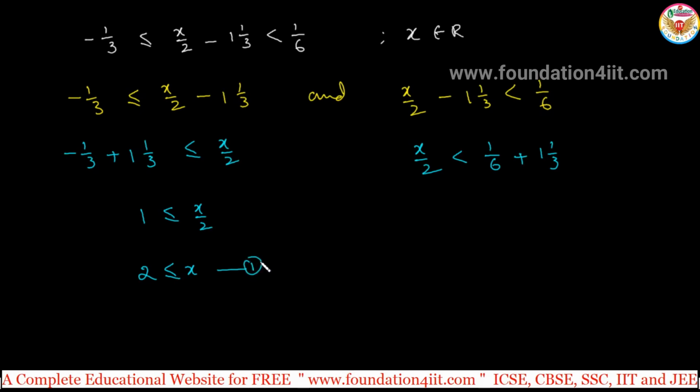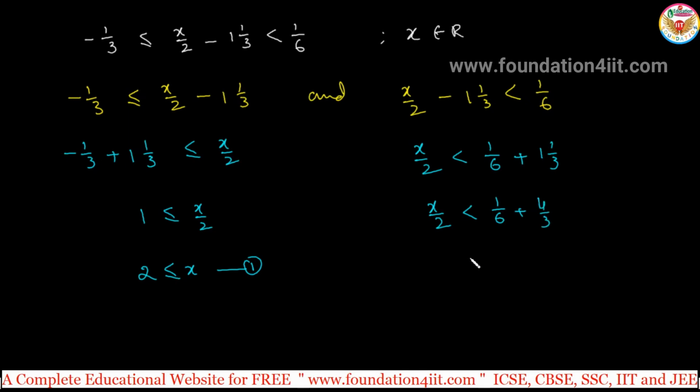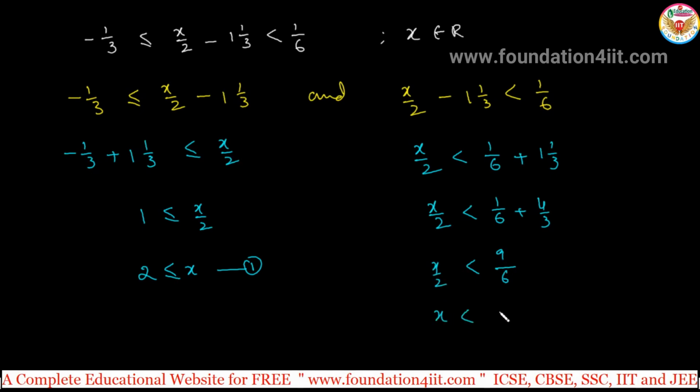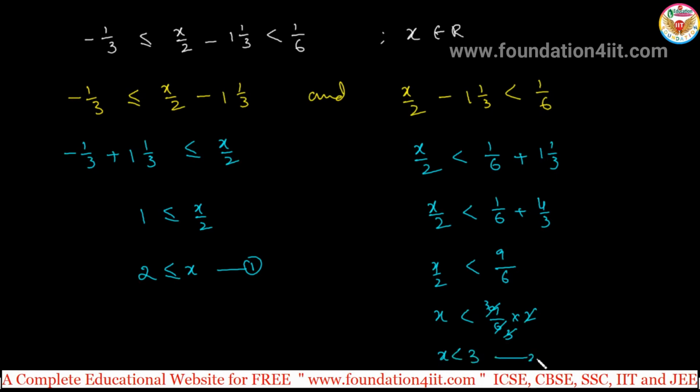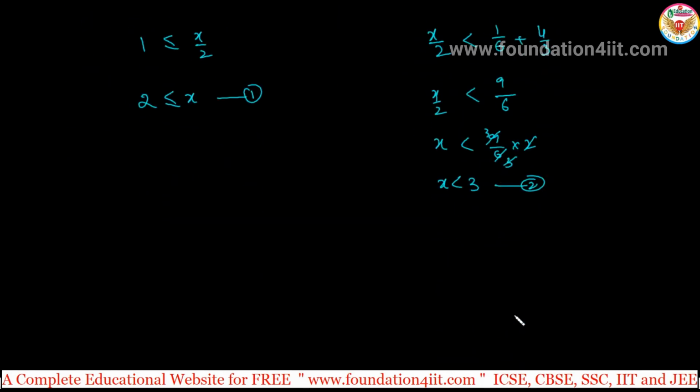Let this be equation 1. Next, x divided by 2 less than 1 by 6 plus 1 by 3. So 1 by 6 plus 4 by 3, the LCM is 6. So 1 plus 8 is 9, so 9 by 6 for x divided by 2. Then x is less than 9 by 6 into 2. 2 ones are 2, 3 ones are 3, 3, cancel. So finally x is less than 3, equation 2. Now using both 1 and 2, we can make the solution set.